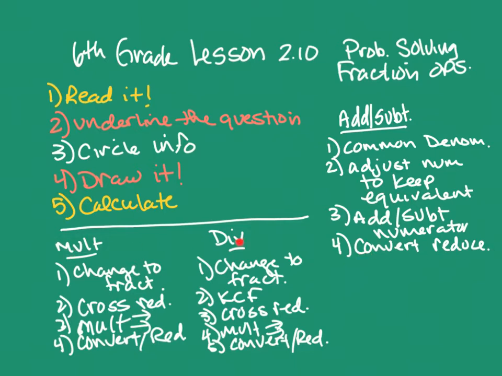For multiplication and division of fractions, step 1, change to a fraction. Step 2 for division is keep, change, flip, so that we can make it multiplication. And then from there, your steps are the same: cross reduce, multiply straight across, convert, reduce. I'm going to need to move on to another slide, so these steps will disappear. But the first and second page of your notes that I wrote for you guys has those steps, so print them off.